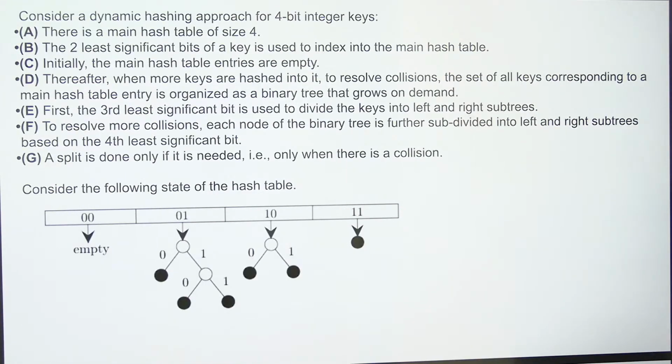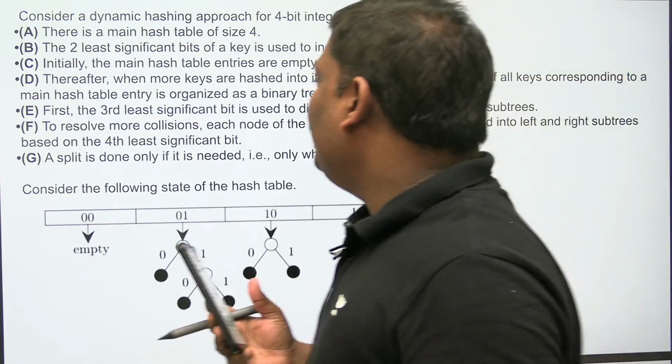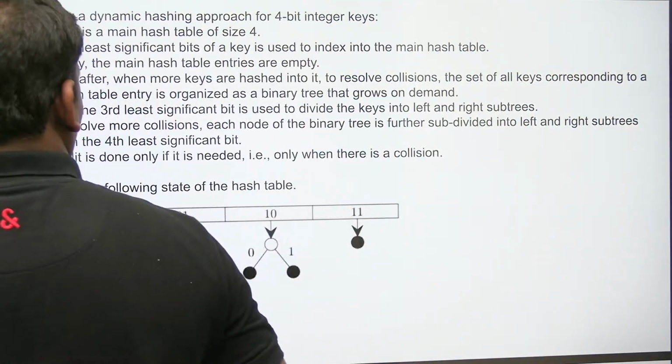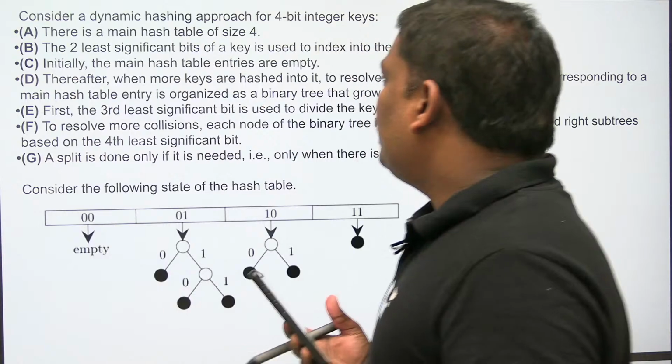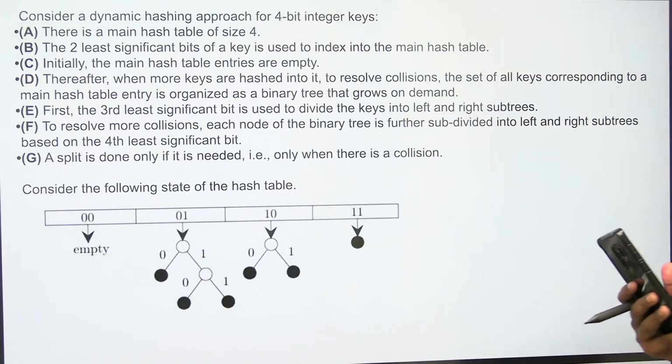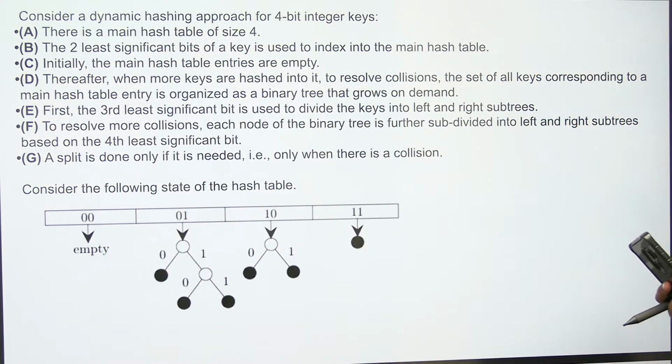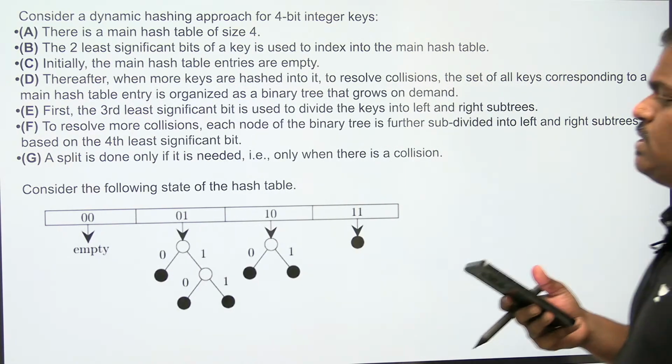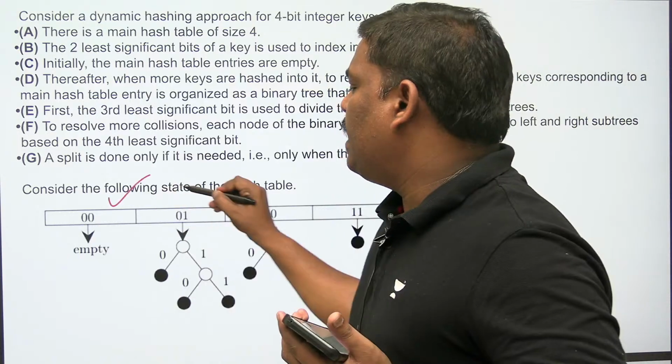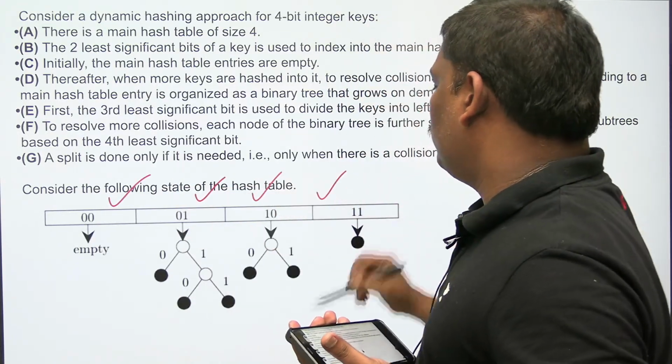Let's go to this problem also. Can you see this? Consider a dynamic hashing approach for 4-bit integer keys. What is the dynamic hashing approach for 4-bit integer keys? Let's see. First, there is a main hash table of size 4.